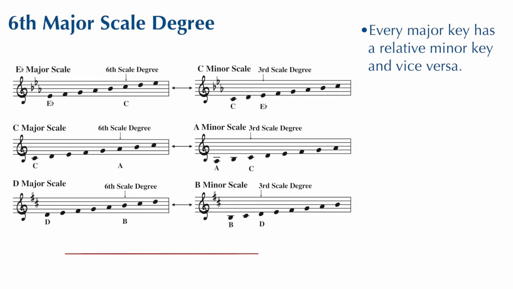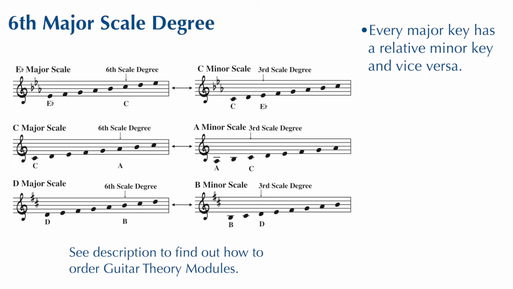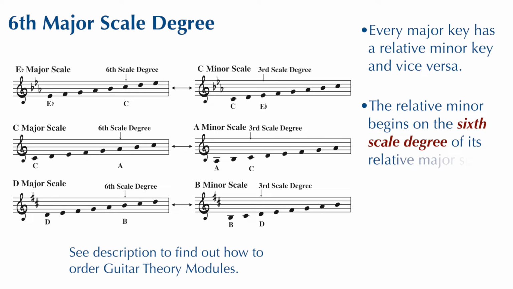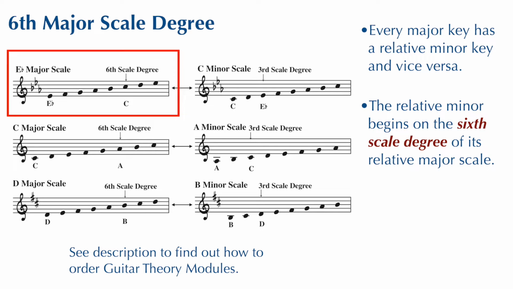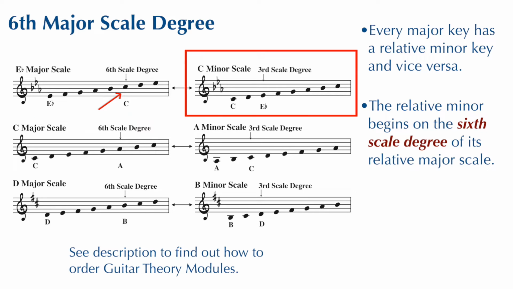Every major key has its own relative minor, and vice versa. Every minor key has its own relative major. Now you can find the relative minor of the major key by locating the sixth scale degree of that major scale. So here's an E flat major scale. Sixth scale degree is C. C minor is the relative minor of E flat major.